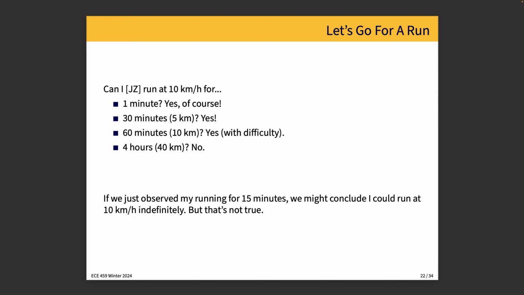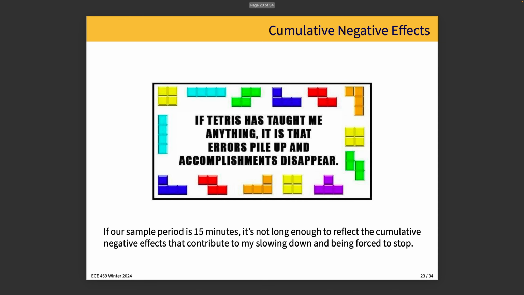And the problem that we face here is that if you just observe my running for 15 minutes, we don't have a long enough sample size because it doesn't reflect what I would describe as the cumulative negative effects, right? As I'm running, I'm building up lactic acid in my muscles and I'm getting more tired and using up energy, and my muscles are getting sore. So there are cumulative negative effects that eventually build up and make me slow down, and at some point I have to stop. All right, you might also argue that one of the cumulative fatigue factors is I might just get bored. But okay, does this matter, right?